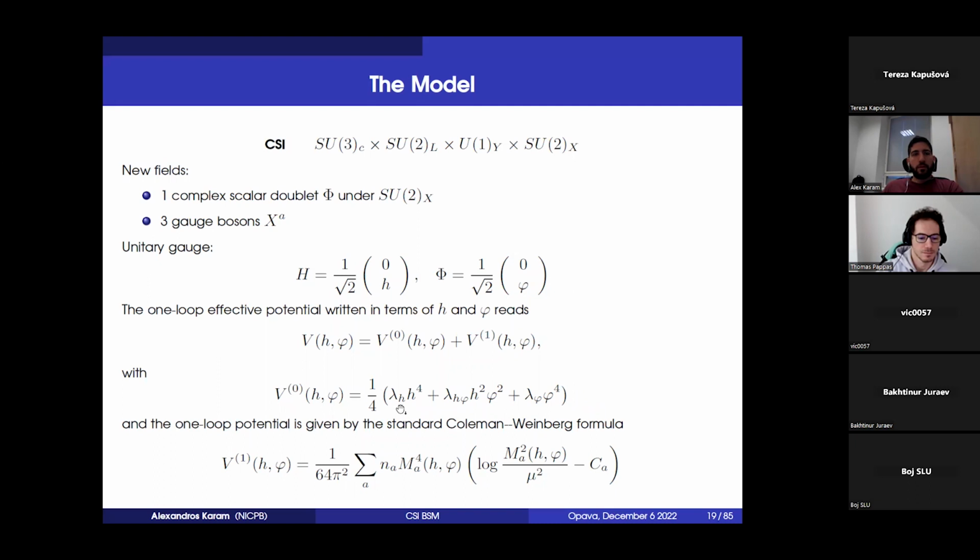This is the quartic coupling of the Higgs. This is the quartic coupling of the second scalar. And this is what is called the portal coupling between the two scalars. While this is the one loop potential, which is given by the Coleman-Weinberg formula, which contains all the masses of the model. And these are some constants here.